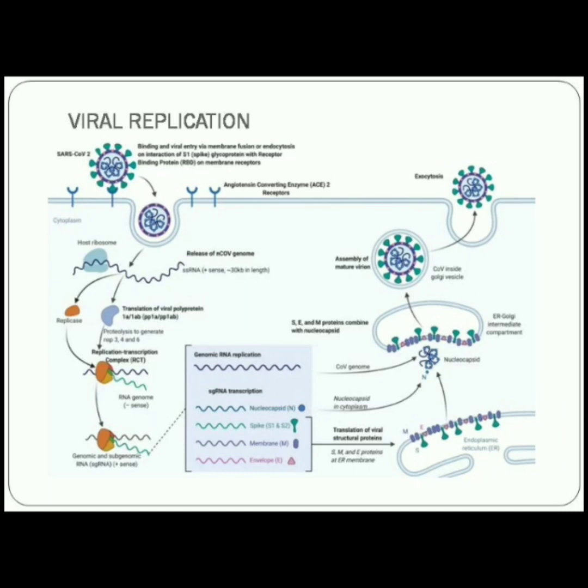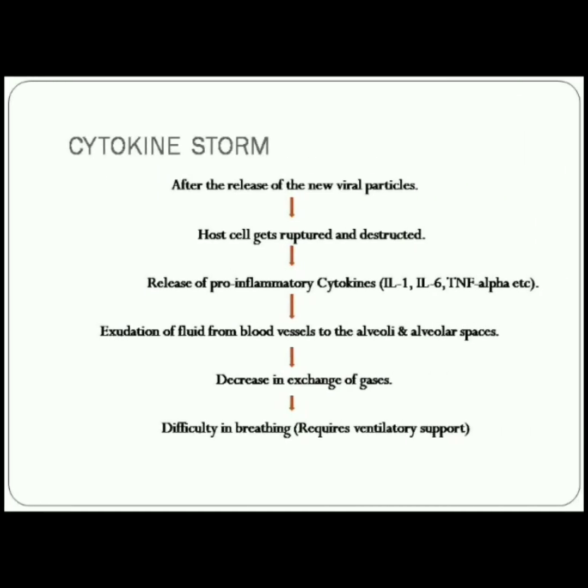In this same picture, the same story is being told: the virus enters here and the proteins are made, then virus particles are formed inside the Golgi vesicles, and by exocytosis they are liberated out of the cell. As the virus is liberated, the host cell, mainly the type 2 alveolar cell, gets ruptured and releases pro-inflammatory cytokines like interleukin 1, 6 and TNF alpha, which cause exudation of fluid from the blood vessels into the alveolar spaces. This decreases the exchange of gases and causes difficulty in breathing. Hence, the patient requires ventilatory support.